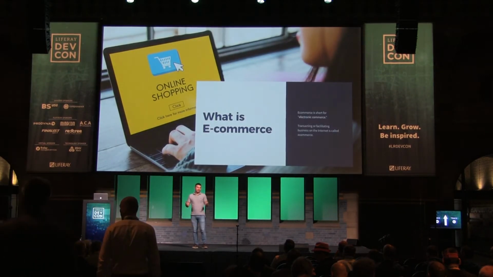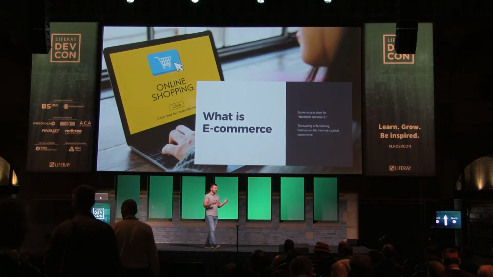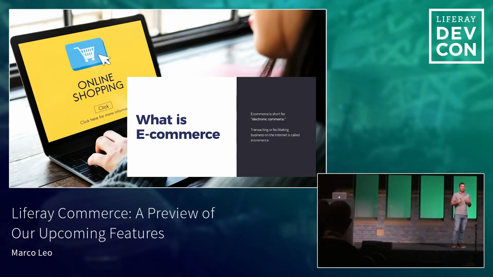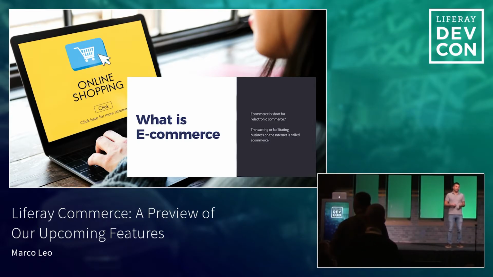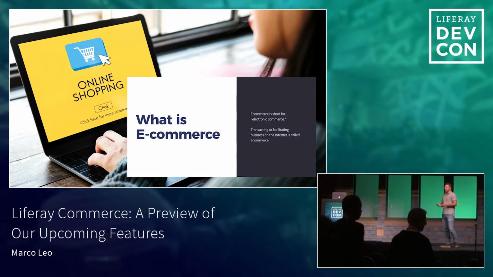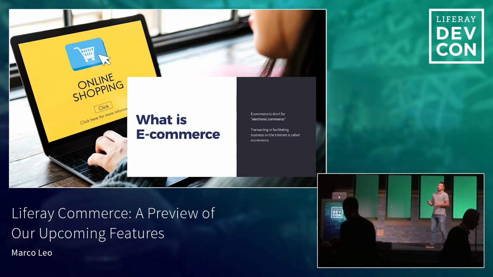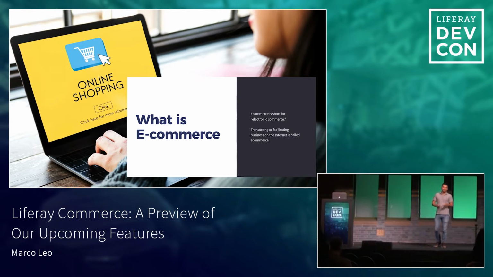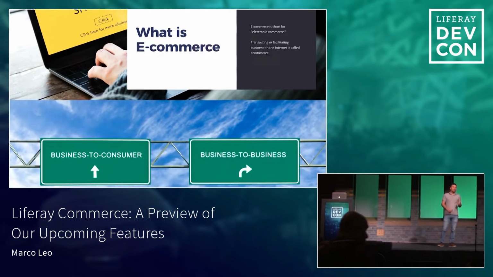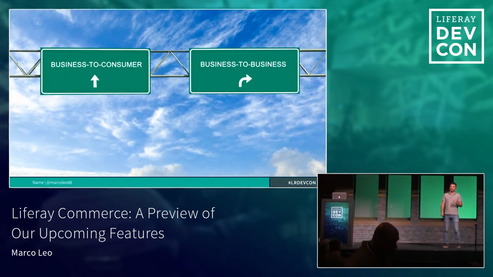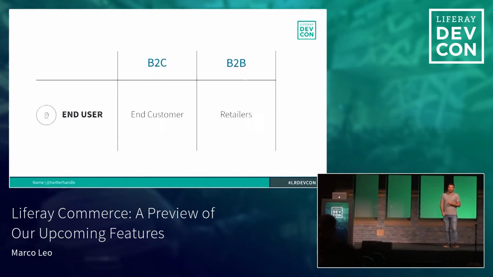Everybody knows what a commerce is. A commerce is a platform that helps us do business on the internet. But there are many types of e-commerce. The principal ones are business to consumer and business to business. As you can imagine, these two types of commerce are really, really different. We can go through a few points to make this clear to you.